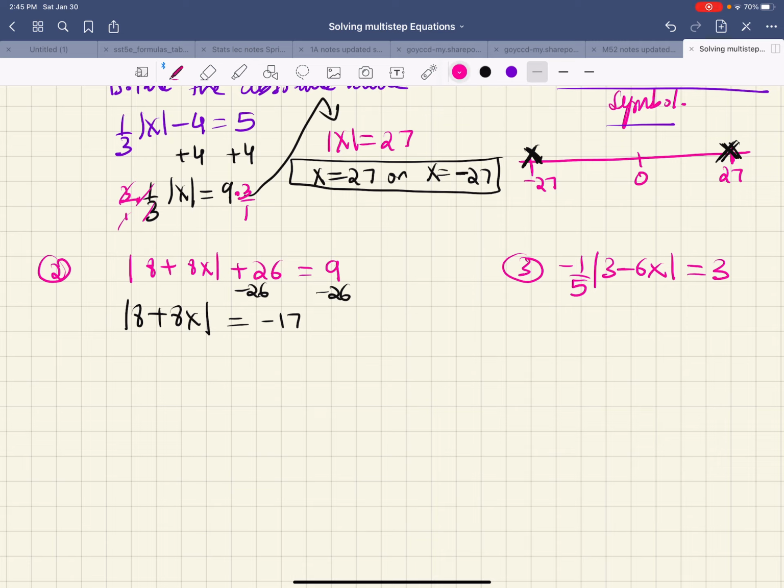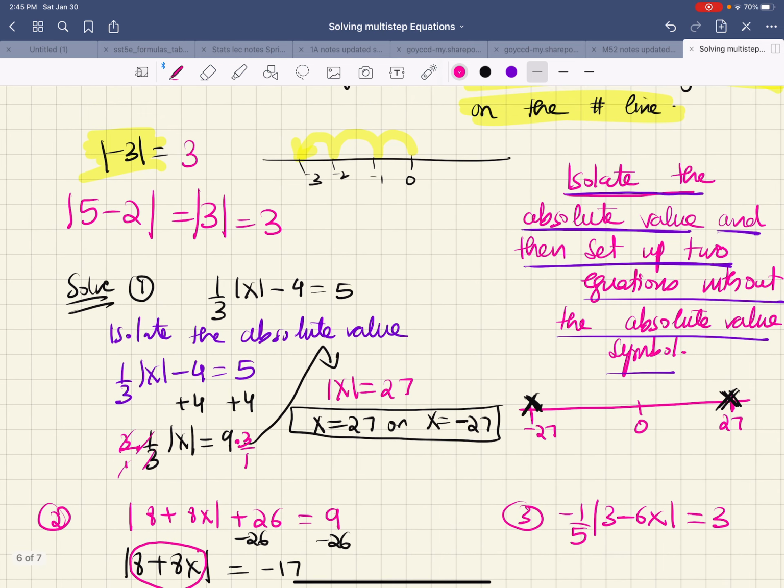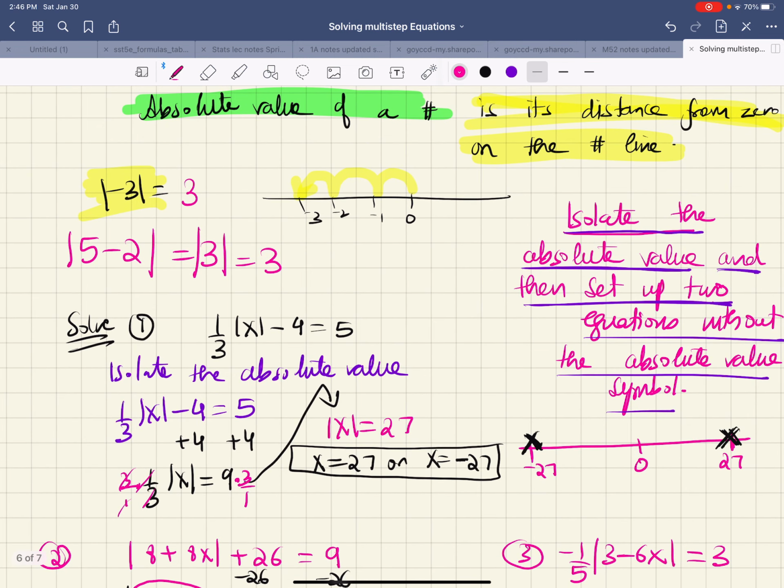Now, some number whose absolute value is equal to negative 17. This one is a tricky problem. We just talked about how the absolute value is the distance from 0. The absolute value of a number is its distance from 0, and distance is never negative. So that means the absolute value of a number can never be negative.